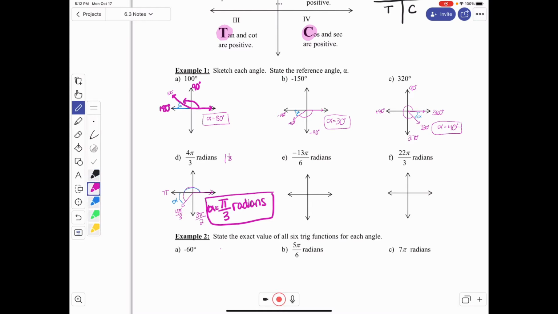Okay, so again here, I'm going to start out here. I'm going to go ahead and change this to a mixed number. So 6 will go into negative 13 negative 2 times, and I have 1/6 left over.